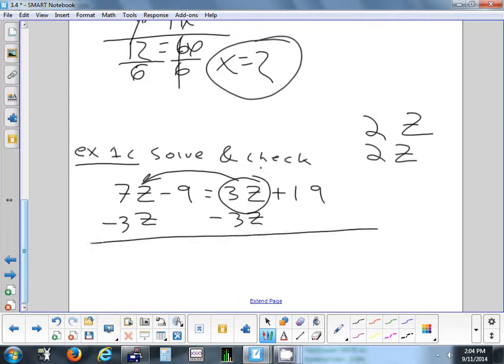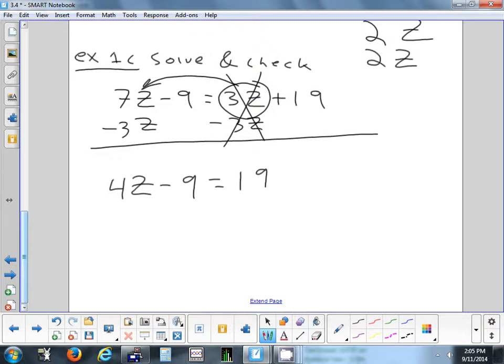When you subtract it here, it's gone. What's 7z take away 3z? 4z. What else is still on the left? Minus 9. And now what's on the right still? That's your plus 19. Okay?